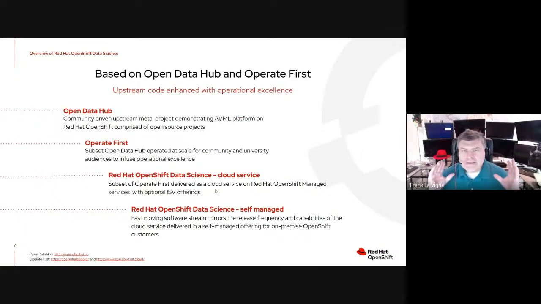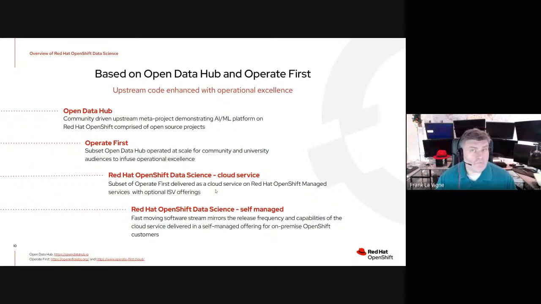Now, OpenShift Data Science, or RHODS, is based on the Open Data Hub project and Operate First. So what is Open Data Hub? Open Data Hub is the community-driven upstream open source project demonstrating how to build and architect an AI and machine learning platform that runs on OpenShift, right? How it runs on a containerized based platform and is comprised of open source projects. Operate First is a subset of Open Data Hub, operated at scale for community and university type use cases to add operational excellence. Red Hat OpenShift Data Science Cloud Service is a subset of Operate First, and it exists as a cloud service on Red Hat OpenShift managed.